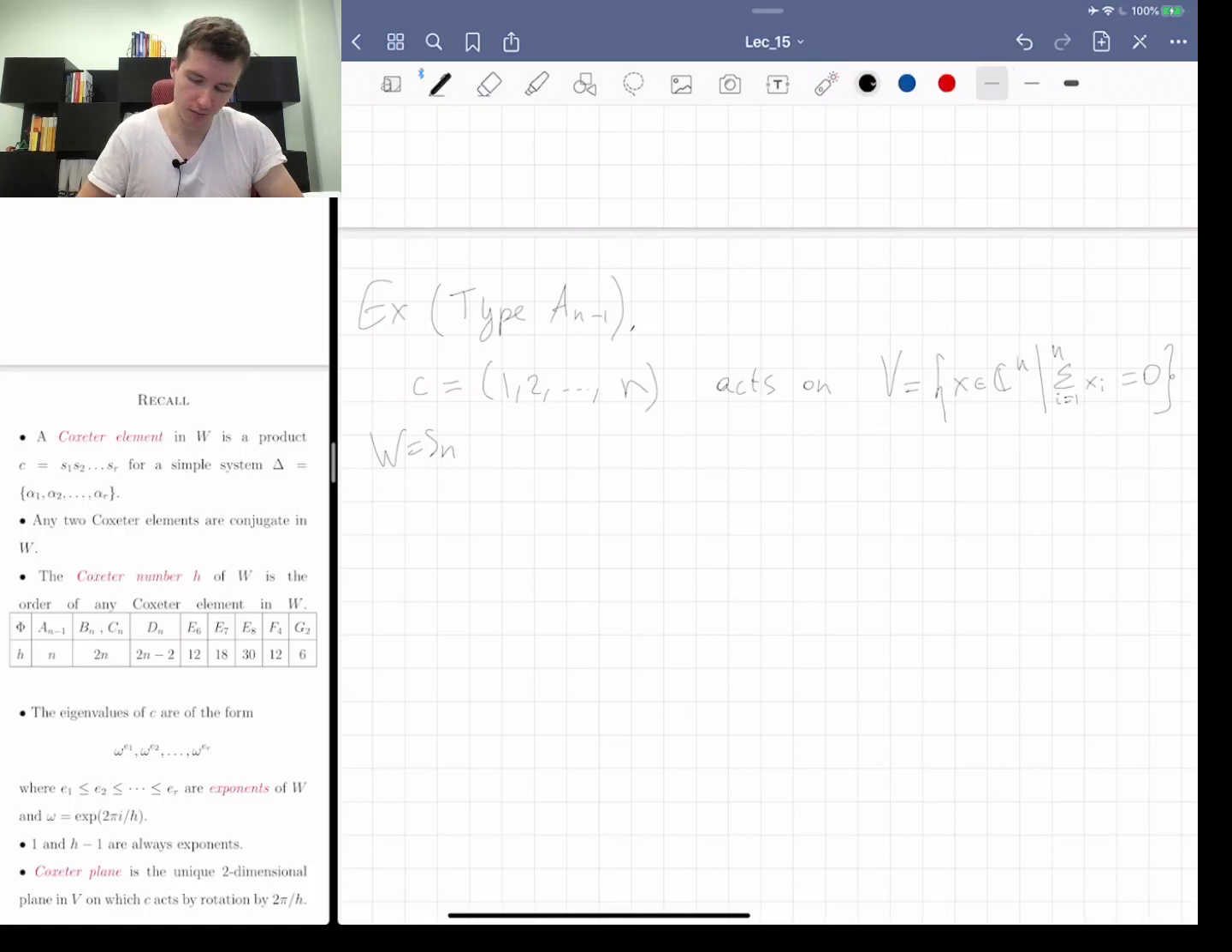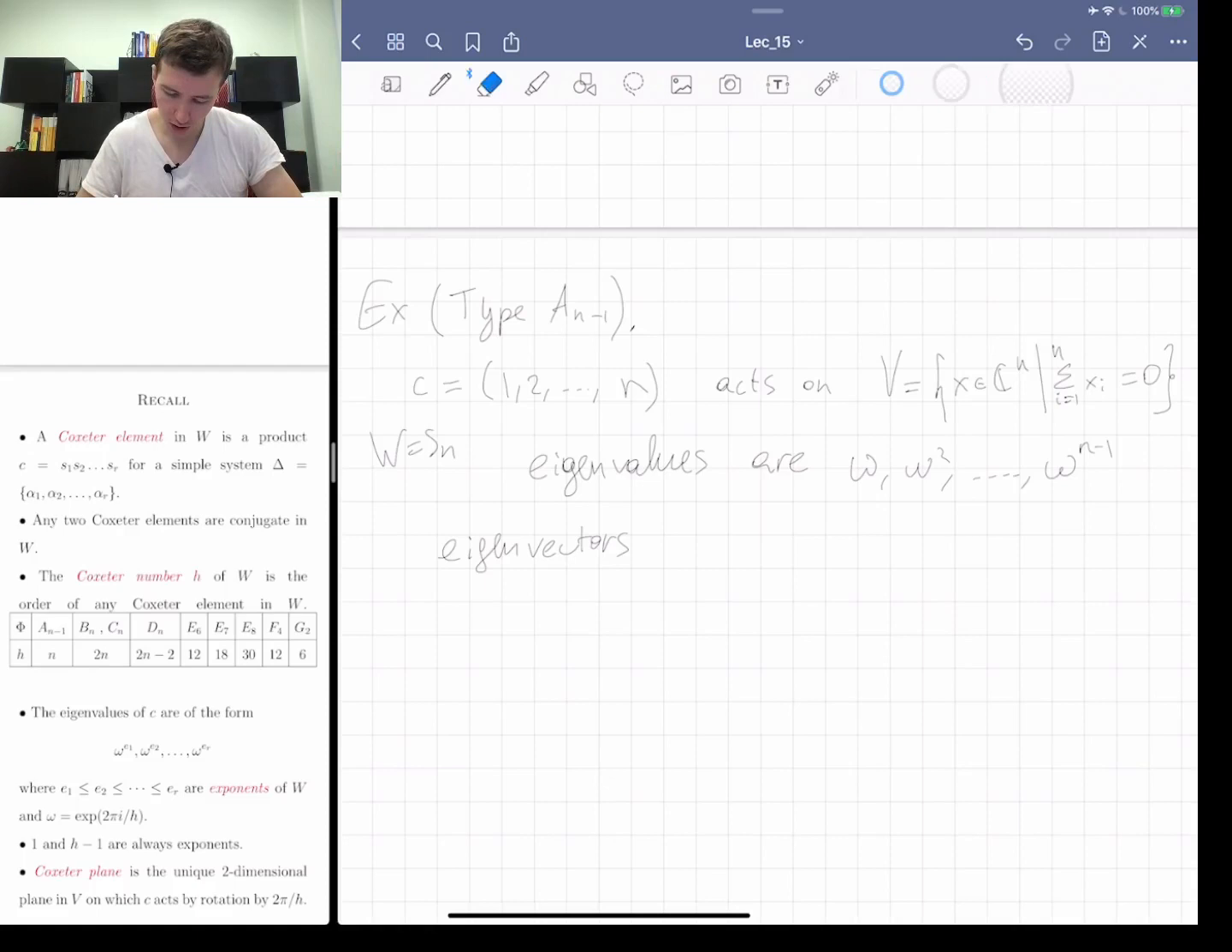Well, the eigenvalues are omega, omega squared, all the way up to omega to the n minus 1, right? These are the eigenvalues. It does not preserve any non-zero vector, but the corresponding eigenvectors basically form a Vandermonde matrix. An eigenvector for, let's say, zeta equal to omega to some power m is 1, zeta, zeta squared, up to zeta to the n minus 1.